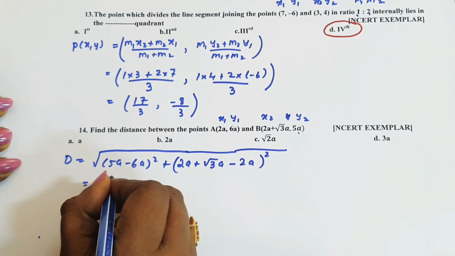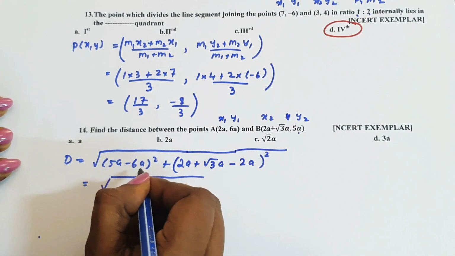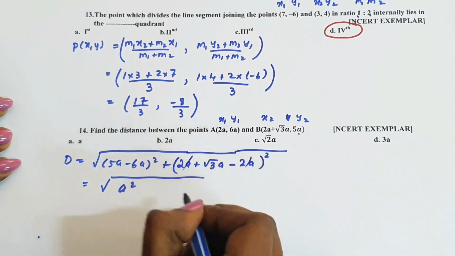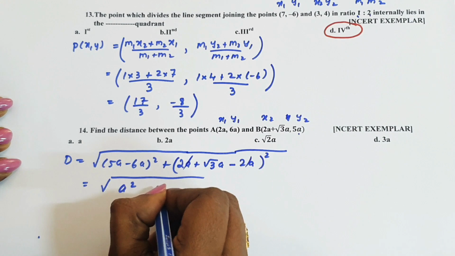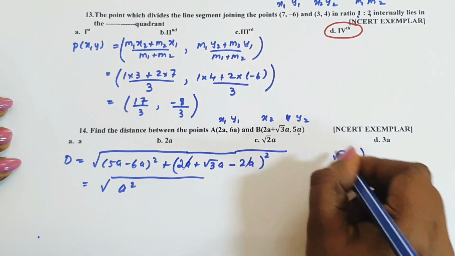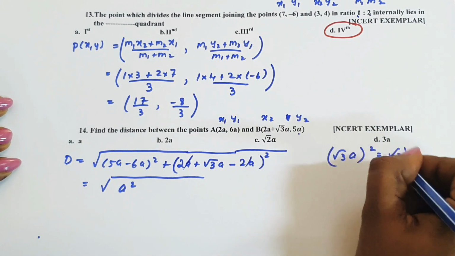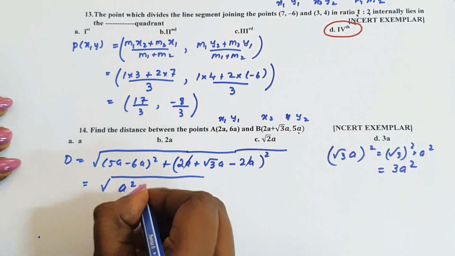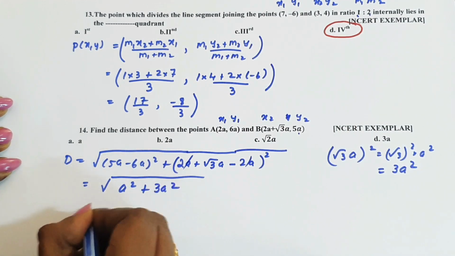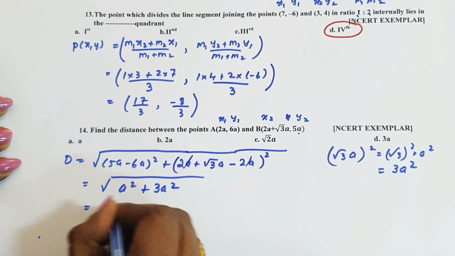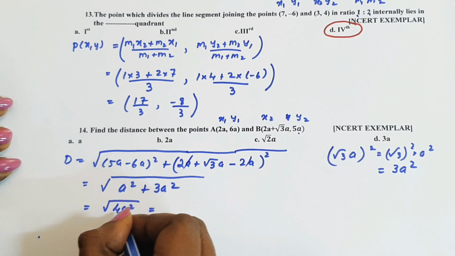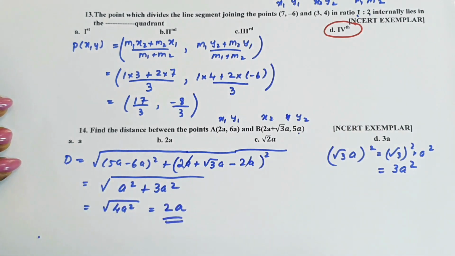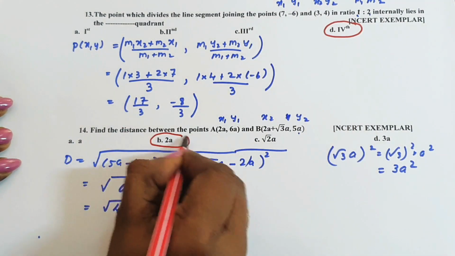Now that is equal to root of 5a minus 6a is minus a, the whole square is a square, and 2a and 2a get cancelled. We have root 3a the whole square. Now root 3a the whole square is the same as root 3 the whole square into a square. So what is root 3 the whole square? 3a square. So we have 3a square over here. So that is 3a square plus a square, which is root of 4a square, and root of 4 is 2, root of a square is a. So which is our option? Our option is B, 2a.